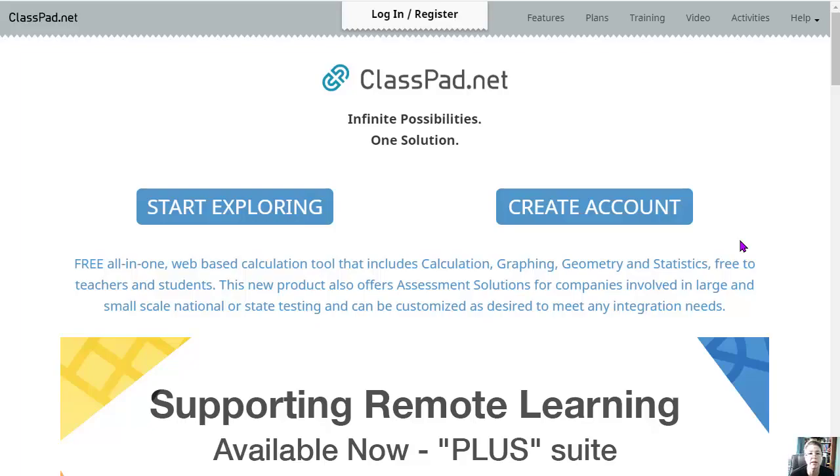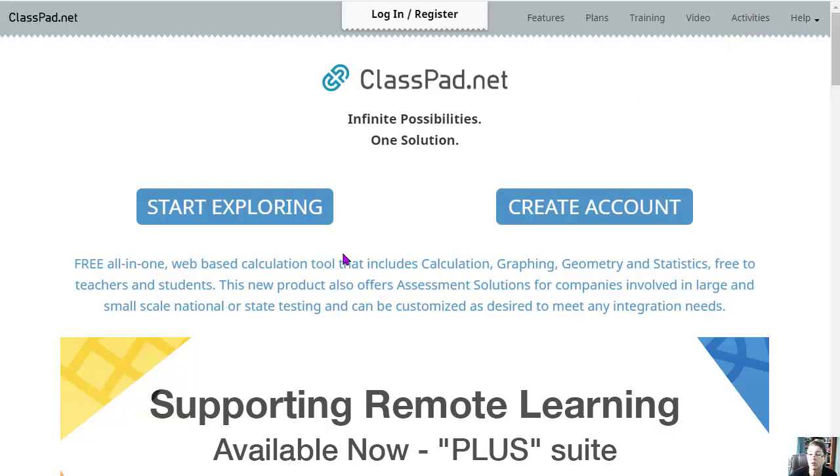Working in Classpad.net, and here's the landing site. Definitely create an account. It's free all the time, for students and teachers, and it lets you save any activities that I'm sharing today, and it also lets you create your own or find ones that are done. We have hundreds of ready-to-use activities. So be sure you create an account. Start exploring. You can look at the activities here.